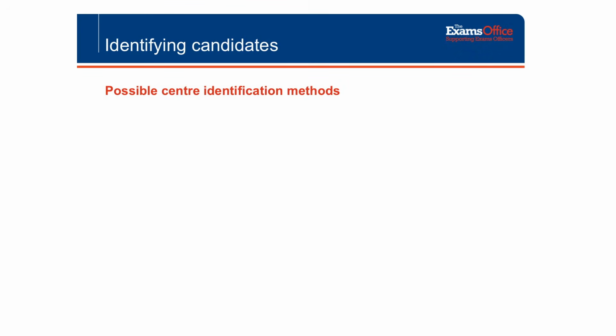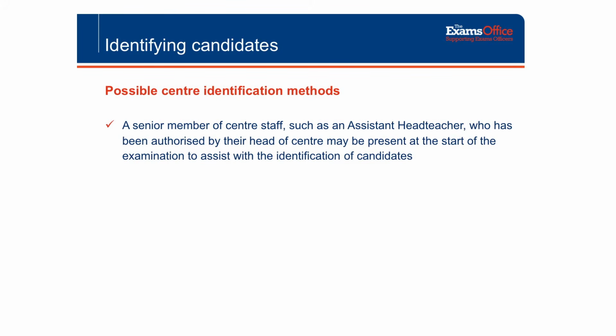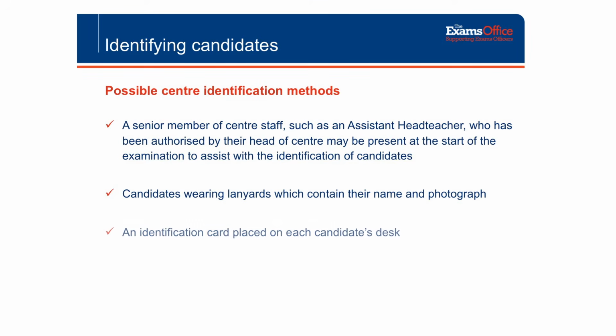Invigilators must be aware that only candidates sitting the examination or assessment must be present in the examination room while an examination is taking place, and that the identity of all candidates sitting examinations must be established. There's a variety of methods which centres employ in identifying candidates. These include a senior member of centre staff, such as an assistant head teacher who's been authorised by their head of centre to be present at the start of the examination to assist with the identification of candidates, candidates wearing lanyards which contain their name and photograph, or an identification card placed on each candidate's desk. Invigilators must be aware of the method used to identify candidates.